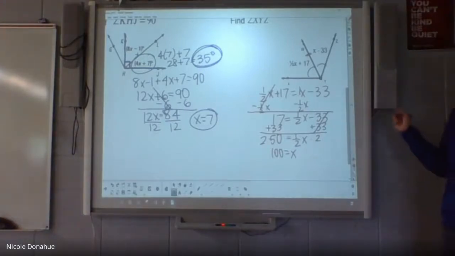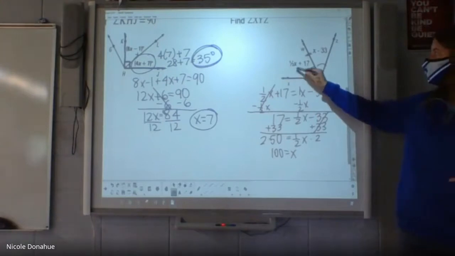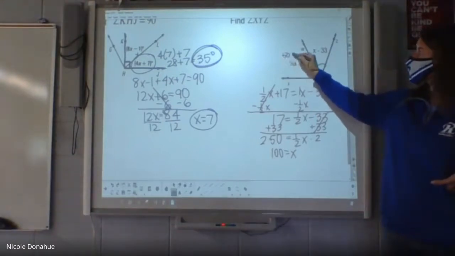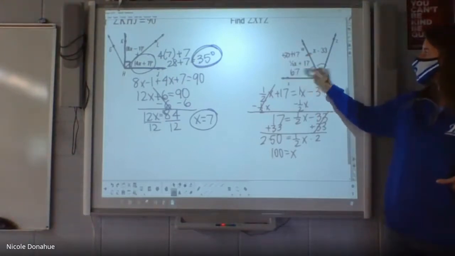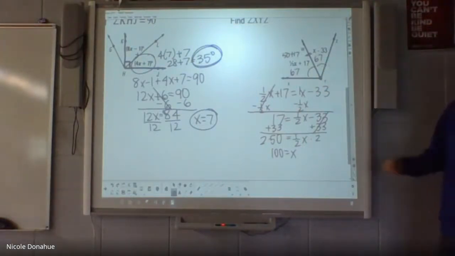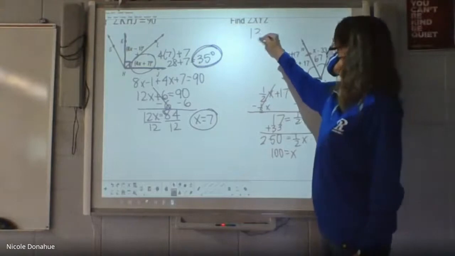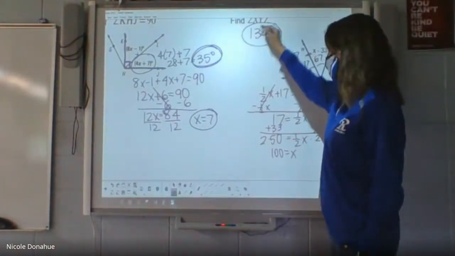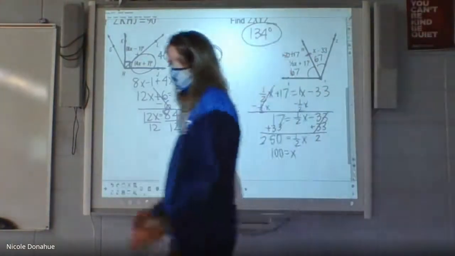And then they want the whole thing. So I can find half of it. So this will be 50 plus 17. This is 67, this is 67. So we get 134, I think. For that angle. Big angle.